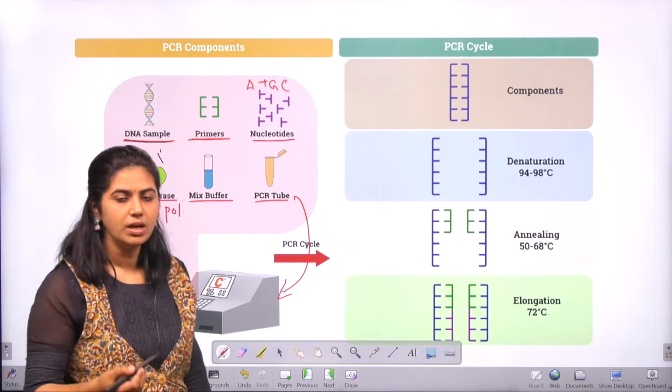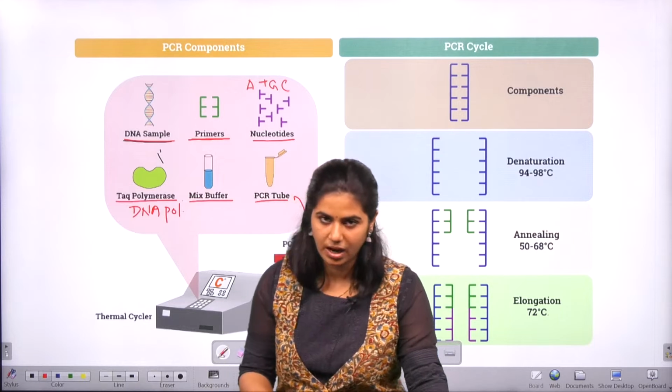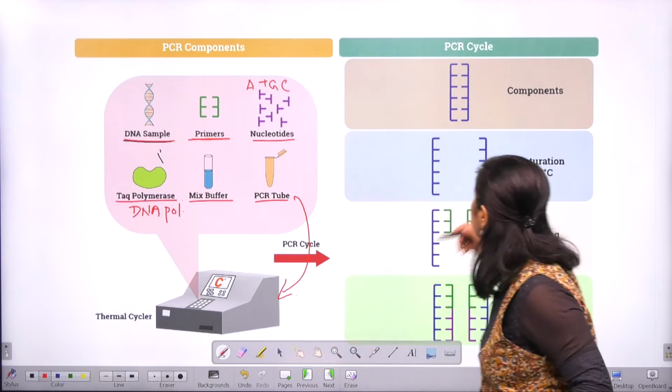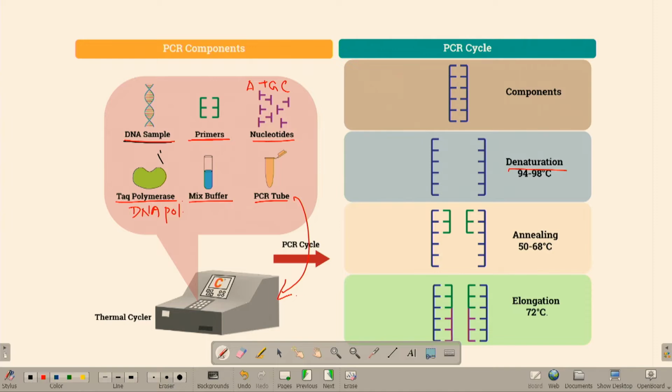Now let's check the different stages of PCR. What are the different stages? Normally it has 3 stages. The first one is denaturation, then annealing and elongation. So what is denaturation?